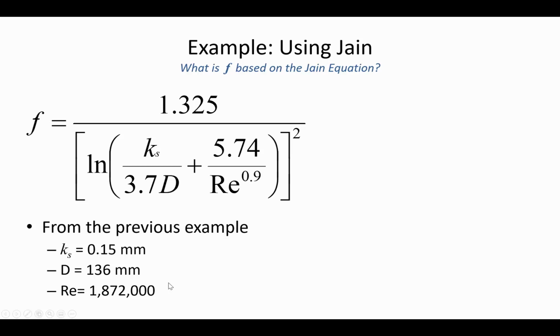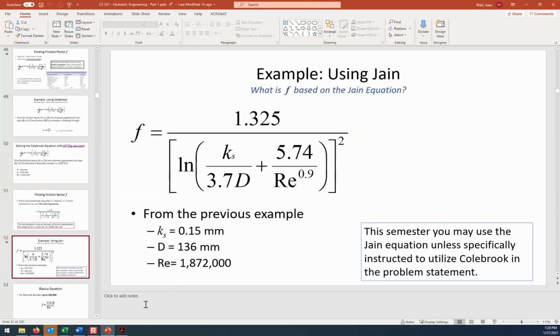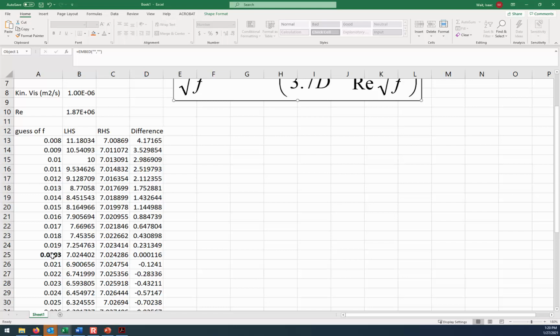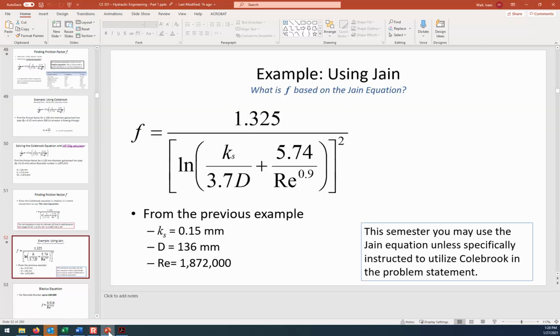So let me give you a chance to see what f value do you get with the Jain equation. From our previous example, we found that the f value, according to the Colebrook, is 0.0203. So I'm going to pause for a second and give you a chance to crunch the numbers on the Jain equation.